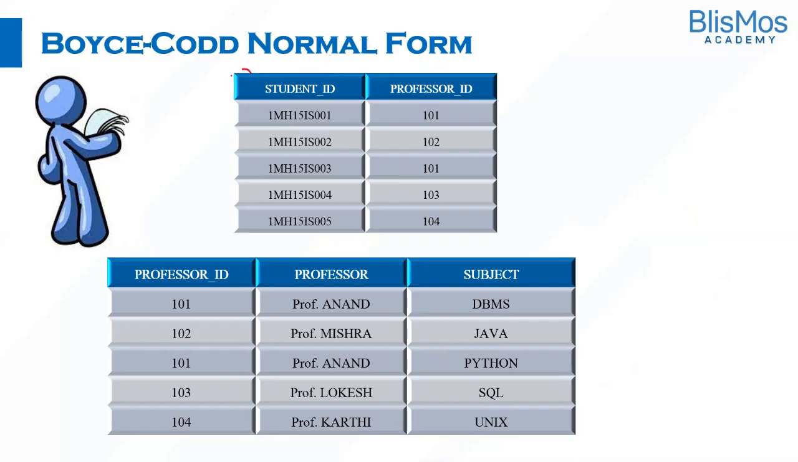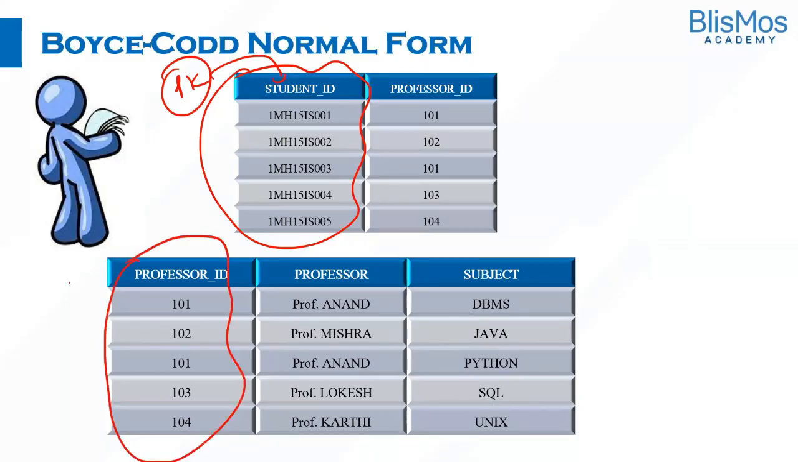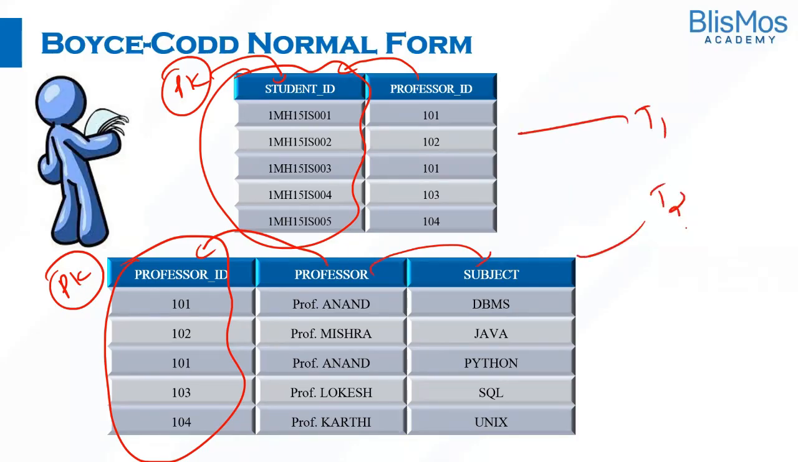If you see here, in this table we have the primary key as student ID. In this table, we have the primary key as professor ID. So professor ID is determined by student ID, and professor is determined by professor ID, and he or she teaches a particular subject. So we can now call both the tables are in BCNF.